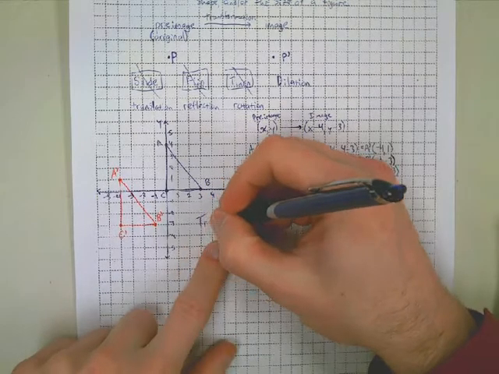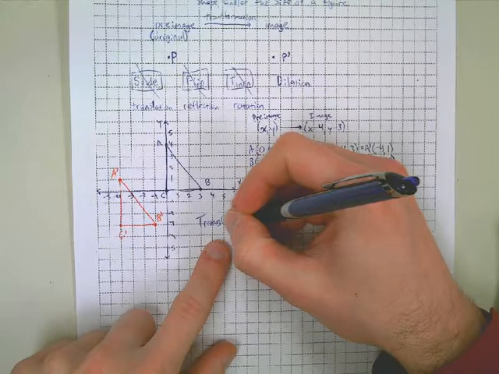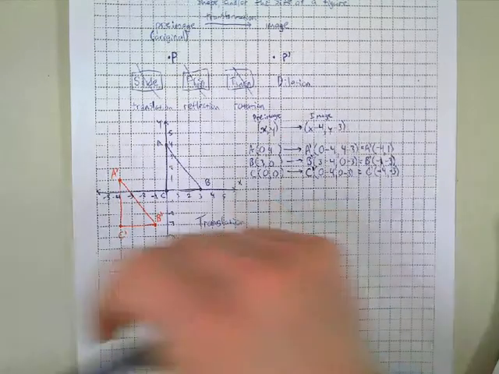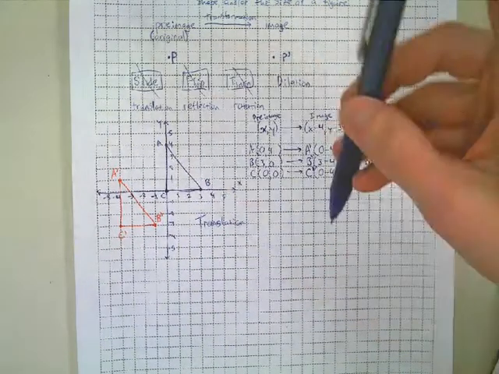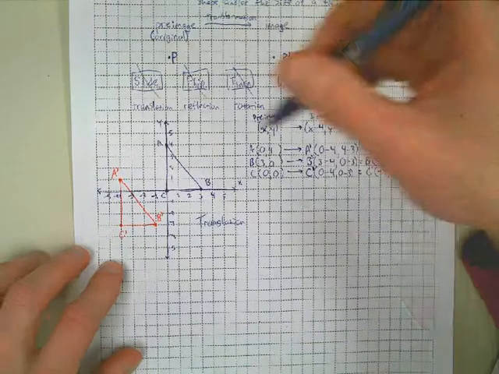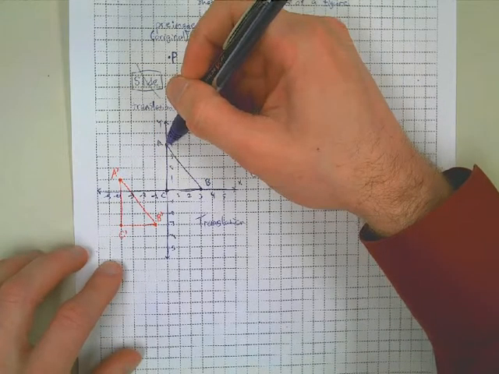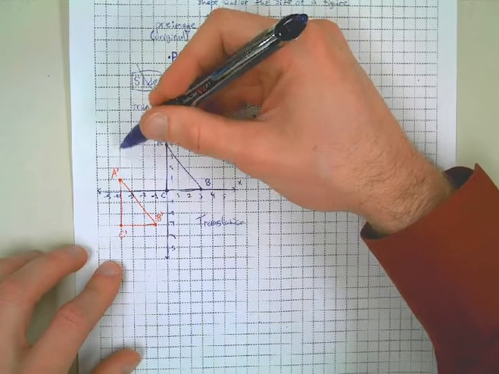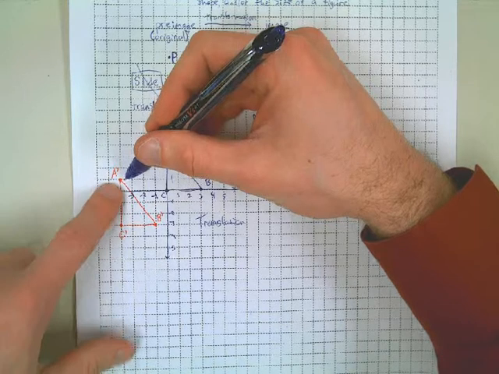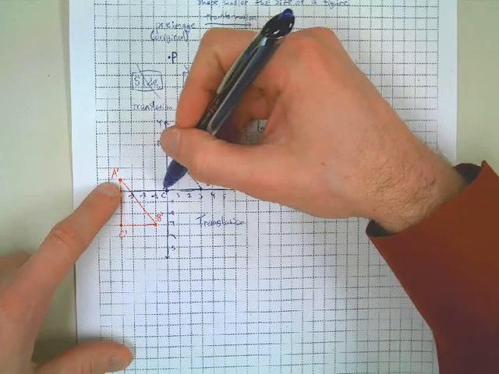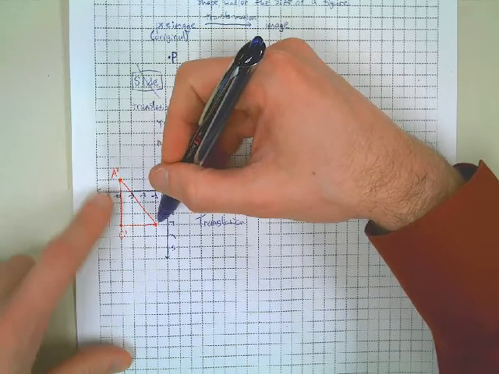So let's see here. Let's take point A, go left, 1, 2, 3, 4, and down, 1, 2, 3, and there's A prime. Take B, left, 1, 2, 3, 4, and down, 1, 2, 3, there's B prime. And take C, left, 1, 2, 3, 4, and down, 1, 2, 3, and there's C prime. So Robbie is exactly right here. Okay? So Robbie didn't even have to do this little work right here.